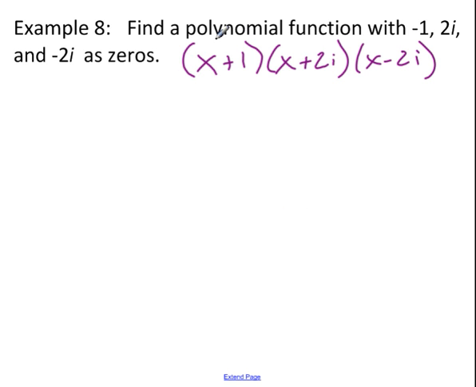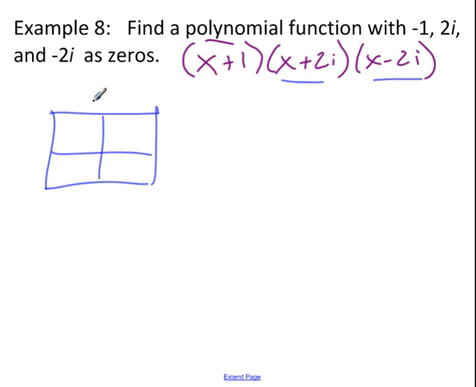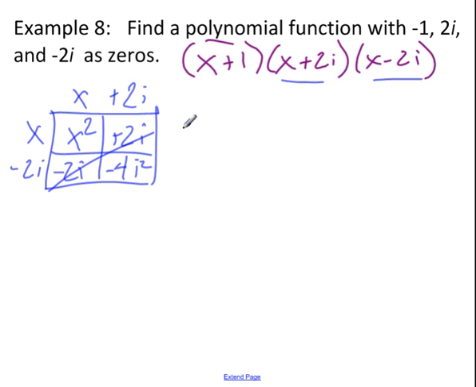Now, since we need to find our polynomial, we need to multiply this. A little trick: if you multiply the two things with the i first, it's going to make things easier to multiply by your last one. x plus 2i and x minus 2i. Hopefully we remember that that is our plus minus difference of two squares kind of thing going on. If we don't, we can still do box method because it always works. And minus 4i squared. And hopefully we'll notice the 2i and the minus 2i is going to cancel.